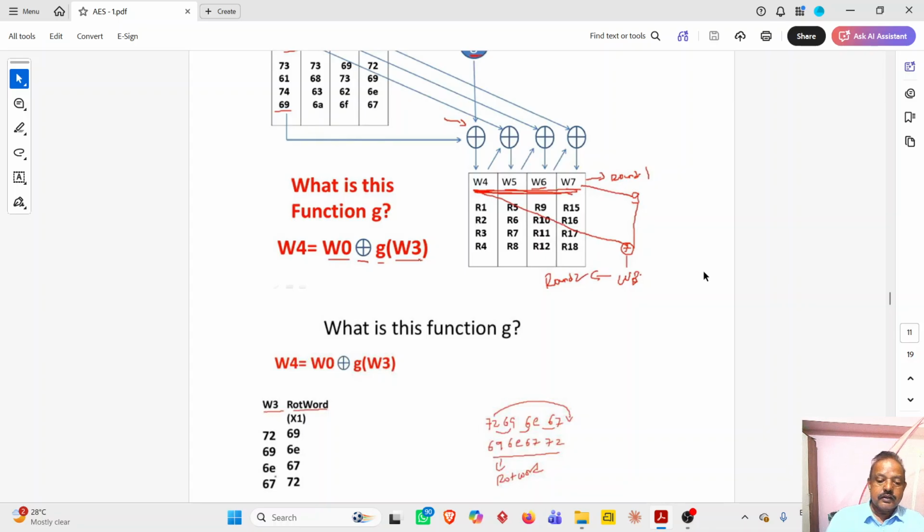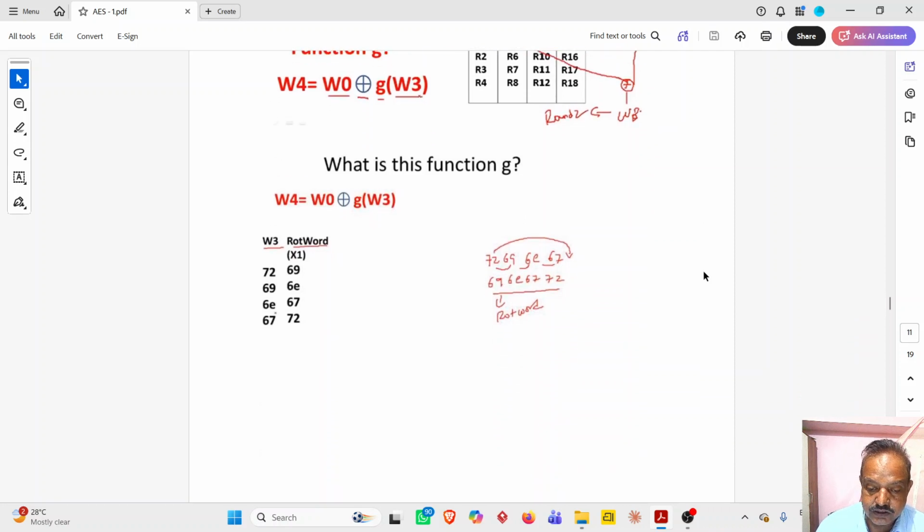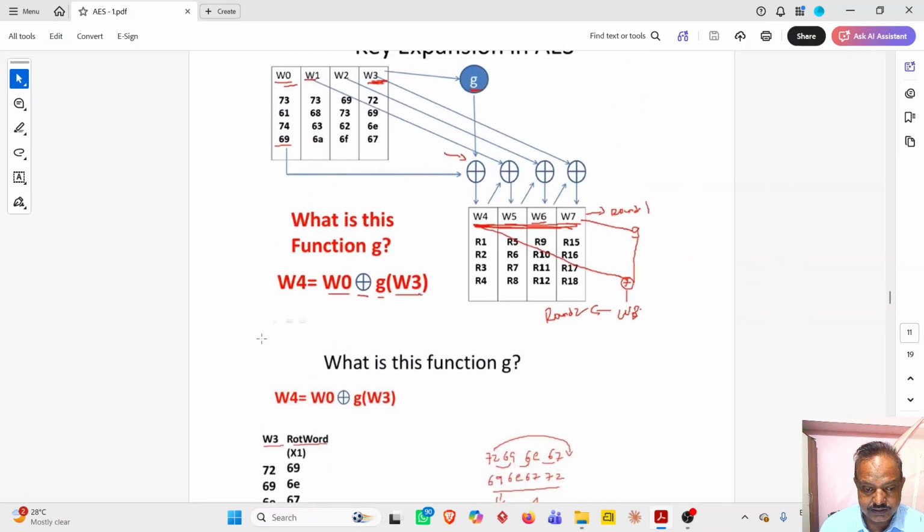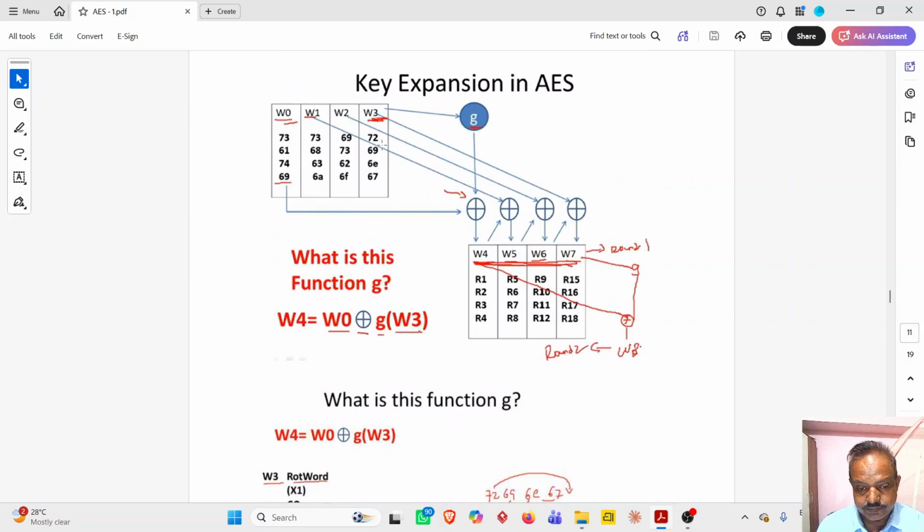Then the question comes, what is that function G and what happens in that function? See, for that function, I have told you that some rotation is there and some other things are there. For the rotation, what you do, I am going to do it here. Suppose initially my W3 is 72, 69, and so on. So what is the W3? It is here. I am applying the function G on this W3. But what are the elements of W3? 72, 69, 6E and 67.